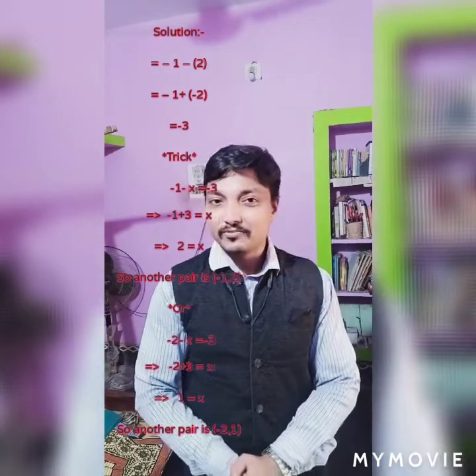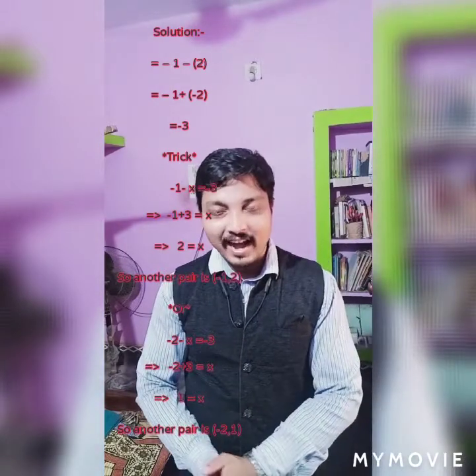How did I do this? In the same way you can do another one by taking the negative integer -2. -2 minus x is equal to -3. In the same way, you have to transpose -x to the right side.